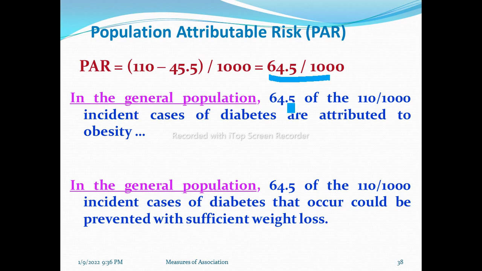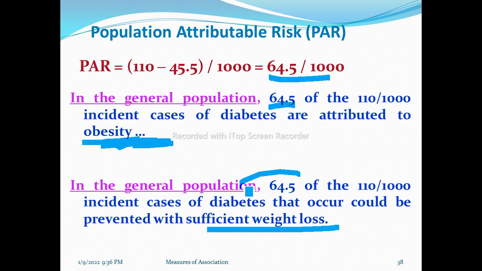64.5 of the 110 per thousand incidence of diabetes are attributable to obesity, meaning 64.5 was due to obesity. So in the general population, 64.5 of the 110 per thousand incident cases of diabetes that occur could be prevented with sufficient weight loss. So if you lose sufficient weight, we will prevent 64.5 of 110 per thousand incident cases.